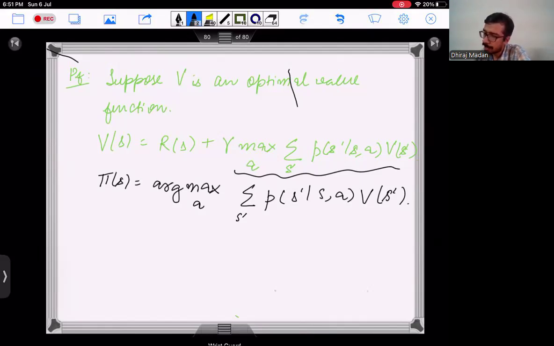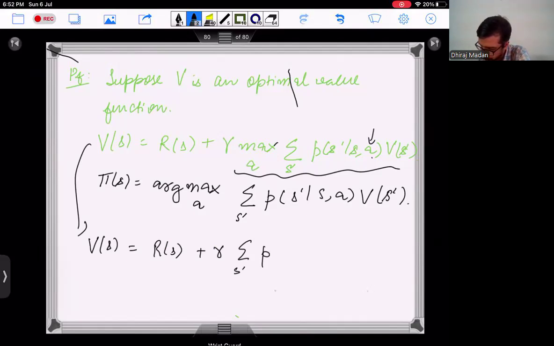Since pi of s is the action which maximizes this quantity, instead of taking the max over a and then picking that action, I can just substitute pi of s. So I can rewrite this equation as V of s is R of s plus gamma times the sum over s prime of P of s prime given s and pi of s, times V of s prime. Because pi of s is the one which maximizes it, that's the definition of pi itself.